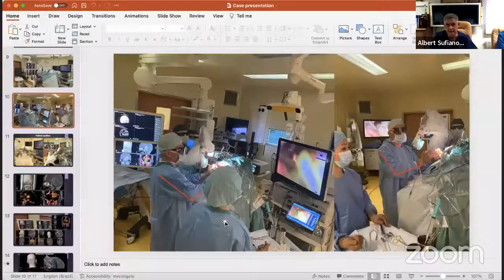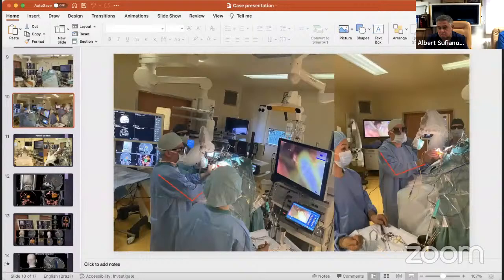I want to show just one picture. See? One of the biggest problems to approach the area is that sometimes we use the sitting position. Can you see my screen here? Yes.